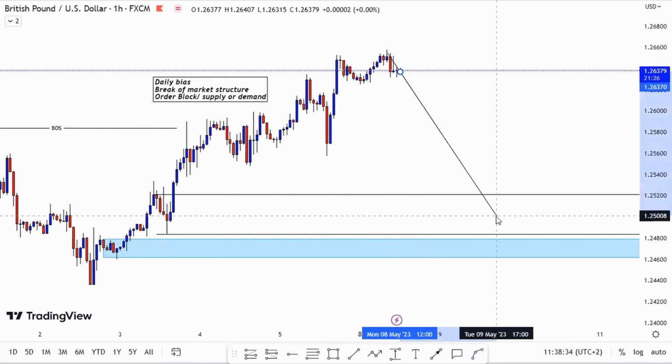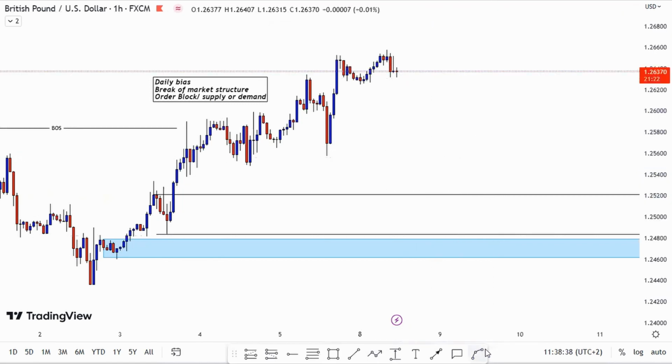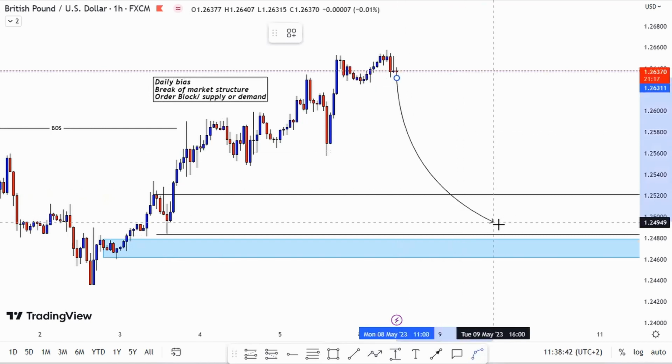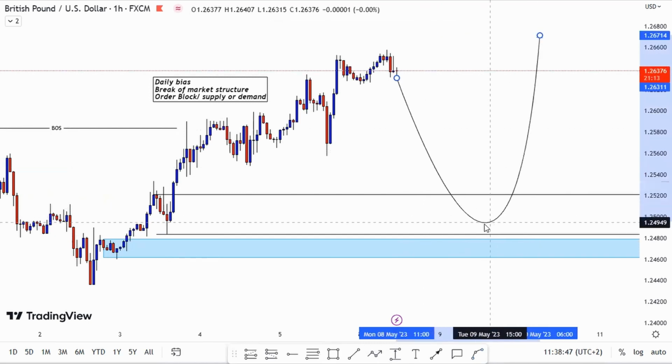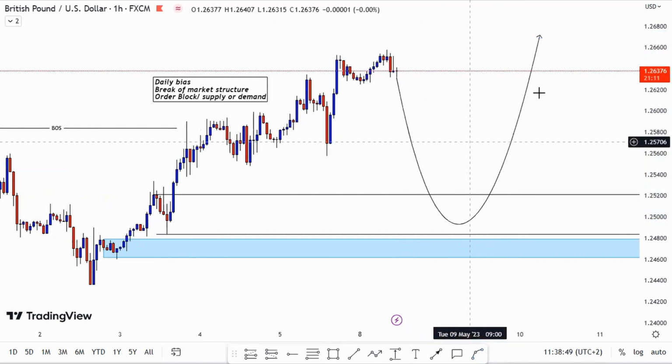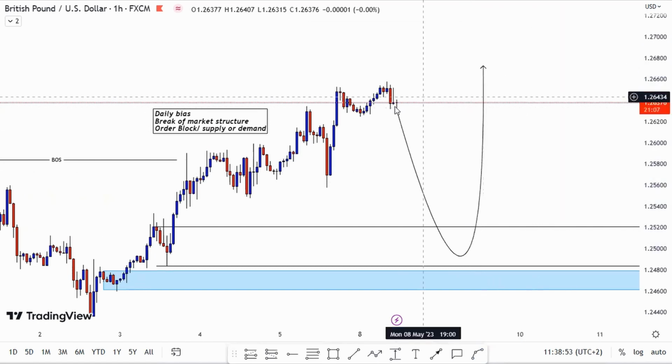from here, and again to the upside. So we're expecting price to come in hot like this.